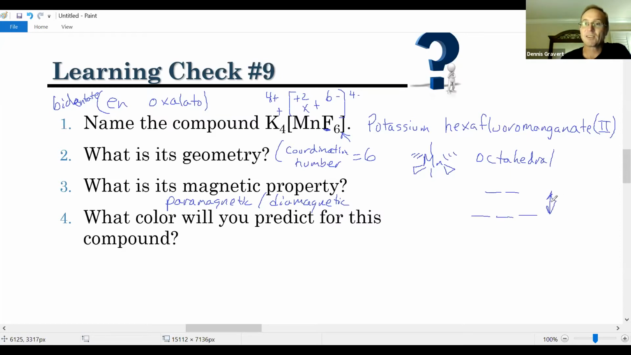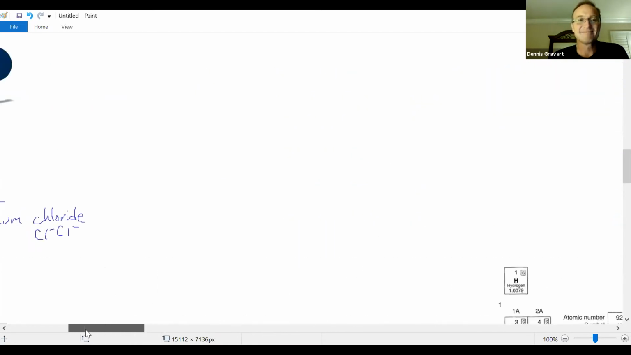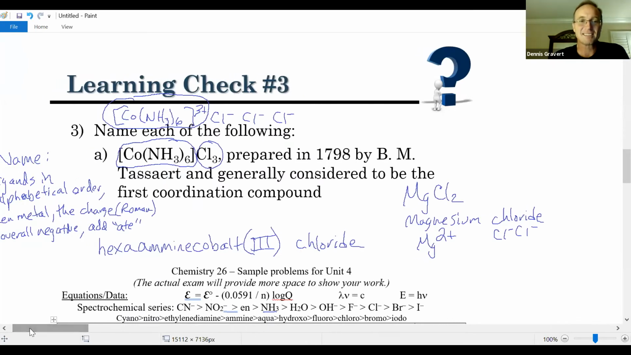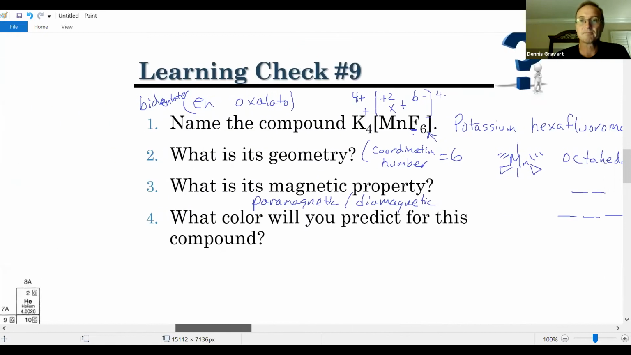Is it a big or a small gap? Well, what's fluorine? I don't know. Gotta go look at the spectrochemical series. Where do we put it? Put it right here, there at the bottom of the page. Fluoride, ooh, it's after water. Water is the start of the weak ones, and water is stronger than fluoride, but water itself is a weak field. Fluoride, so are you. So it's a small gap.